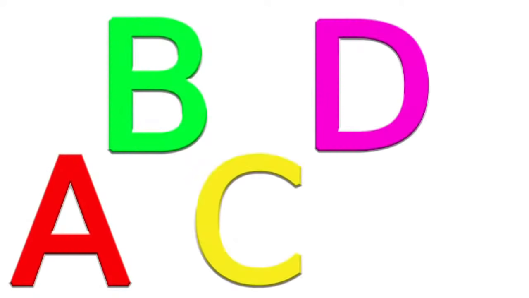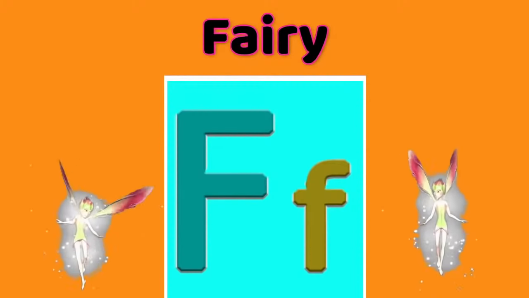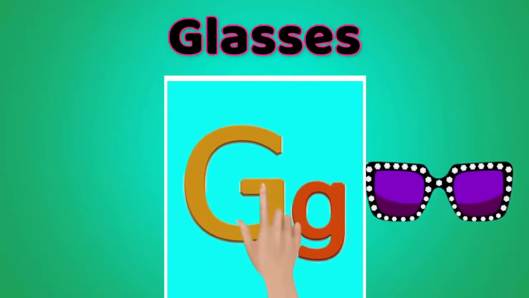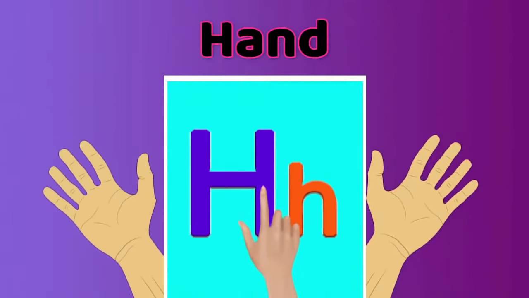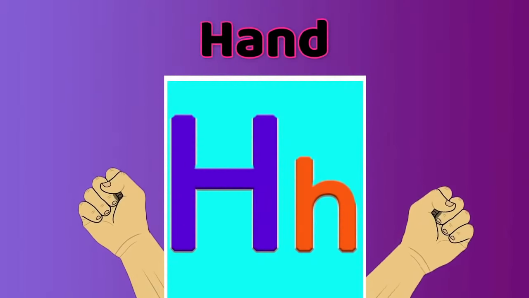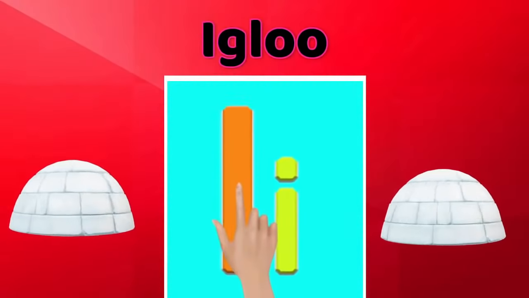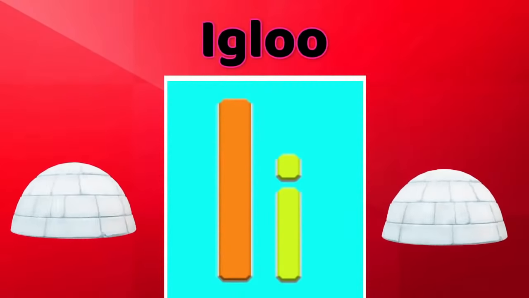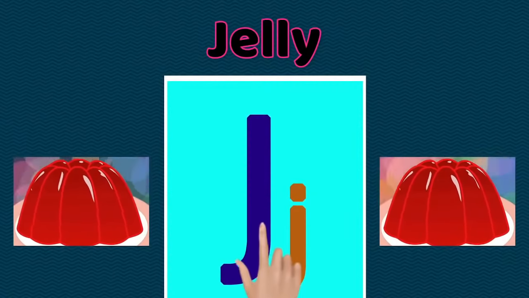A, B, C, D, E. F. F is for fairy. Fairy. F, fairy. G is for glasses. G, glasses. H is for hand. Hand. H, hand. I is for igloo. Igloo. I, igloo. J is for jelly. Jelly. J, jelly.